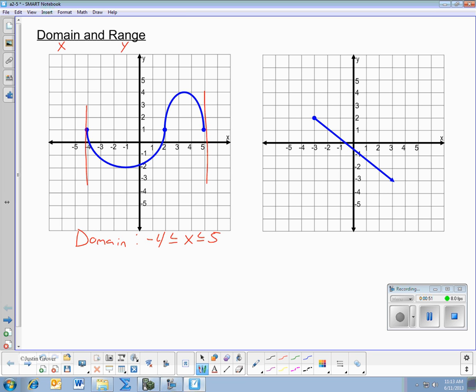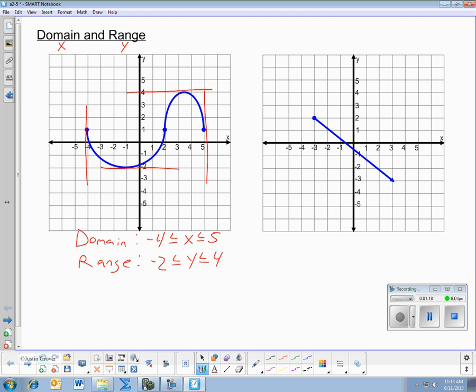And the range, all the y values, is the vertical measurement. How low does it go? It goes as low as -2. Let me get a better drawing there. And as high as +4. So it goes as low as -2, and this is your y value you're measuring, and it goes as high as +4, and that's it.